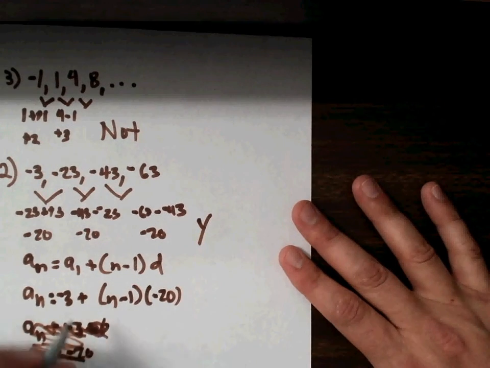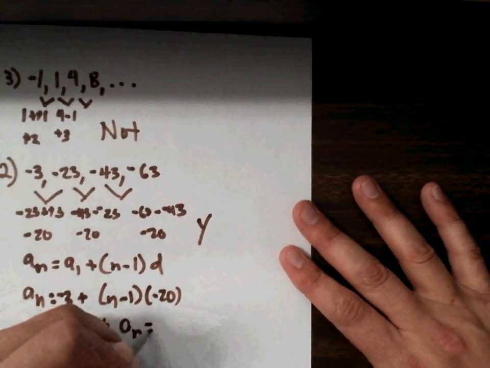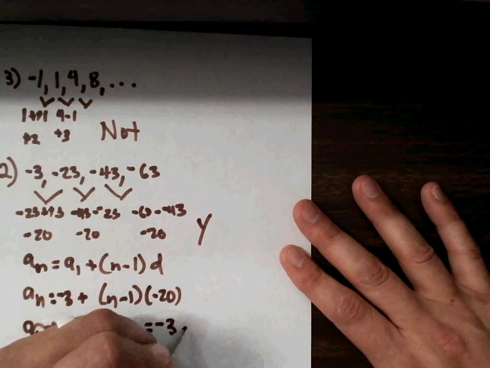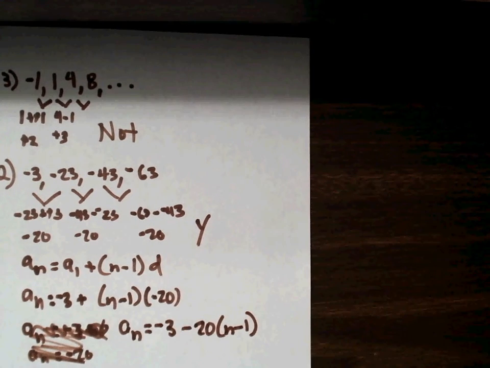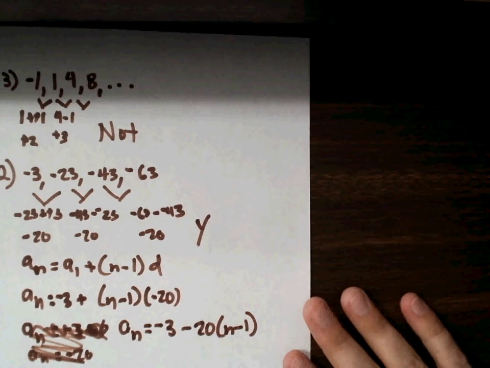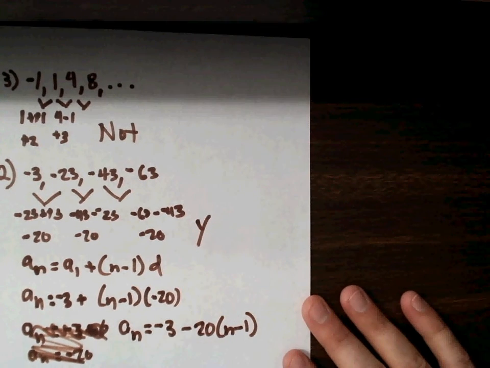Is this the same thing as A of n equals negative 3 minus 20 parentheses n minus 1? Is that the same thing? Do y'all agree? It's multiplication. It's commutative. I can move it about. Now, if you simplified it, we would distribute the negative 20.